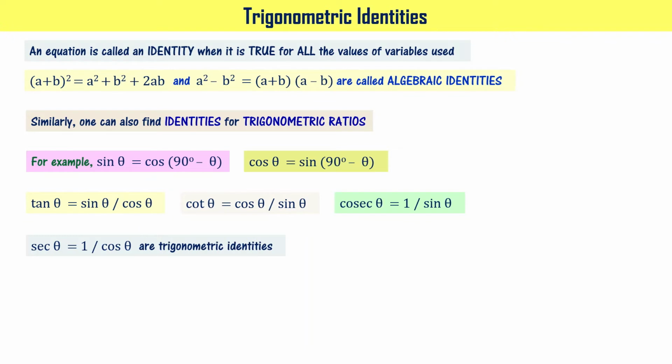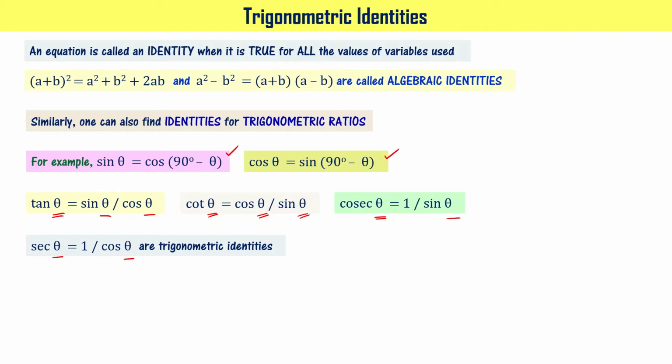These are all called trigonometric identities because any value of theta you take, theta equal to 20 degrees, sine 20 degrees by cos 20 degrees is going to be equal to tan 20 degrees. Theta equal to 15 degrees, cot 15 degrees equal to cos 15 degrees divided by sine 15 degrees. Cosec 45 degrees equal to 1 by sine 45 degrees. Sec 90 degrees equal to 1 by cos 90 degrees, right? So, you can take any value of theta. All these relations whatever we have written are going to be true.